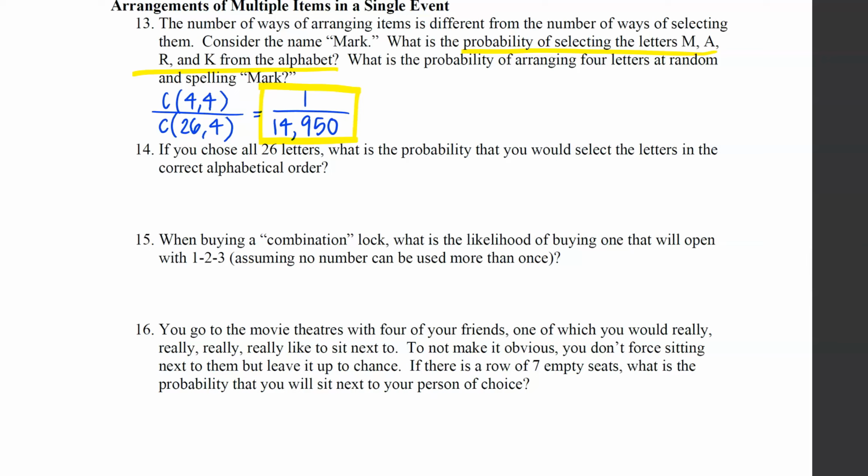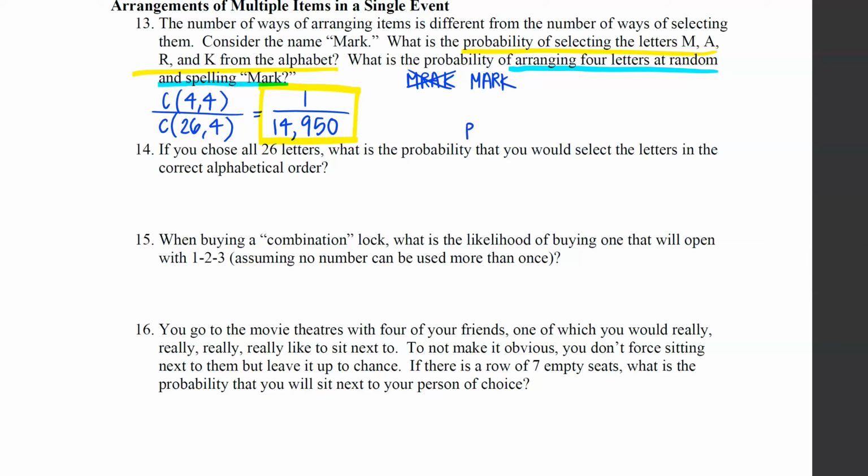The second part of this question, what is the probability of arranging 4 letters at random and spelling Mark? The way that the name is spelled matters. It would not be correct to get M-R-A-K. That would not be correct. I would need it to spell Mark exactly. Then this means that it's an example of a permutation because, again, the order matters.